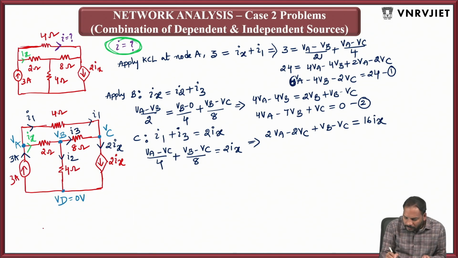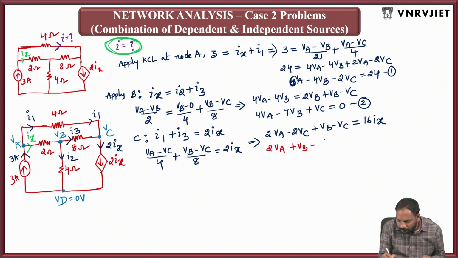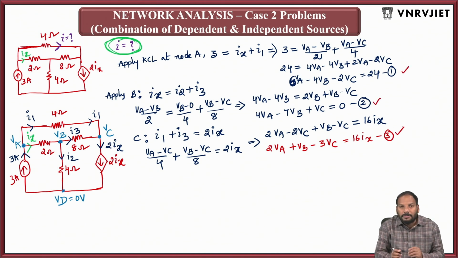Now rewriting or rearranging this equation, what will we be getting? 2VA + VB - 3VC = 16Ix. This is equation 3. So this is equation 1, this is equation 2, this is equation 3. That means I have applied the KCLs at 3 different nodes, A, B, C. So I got 3 equations. I think my job is done.